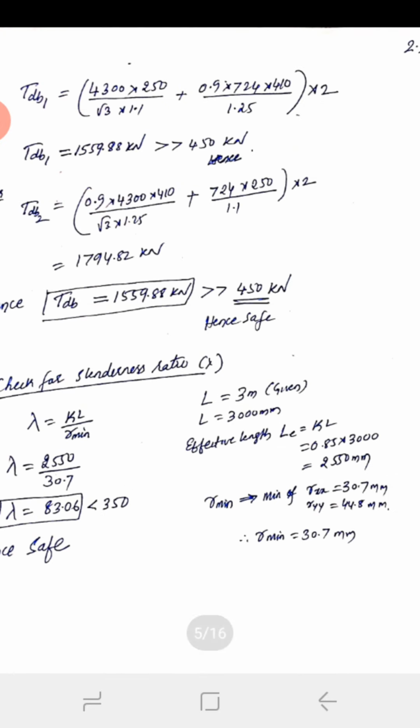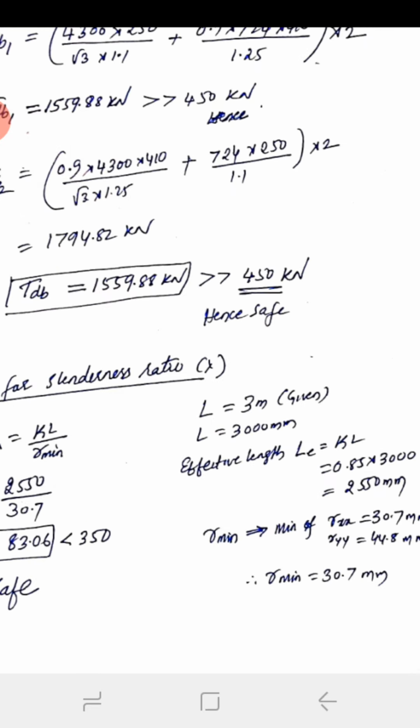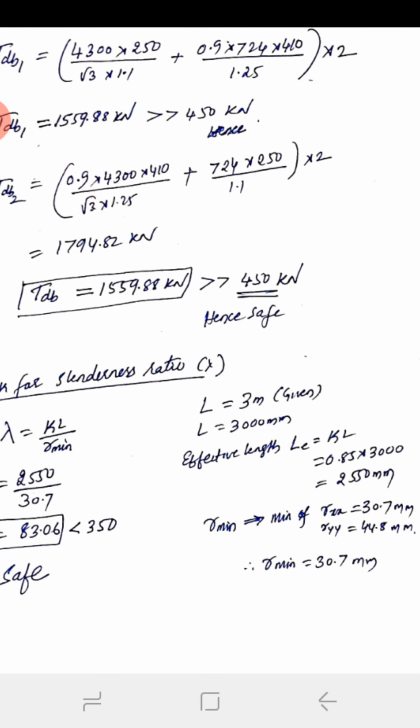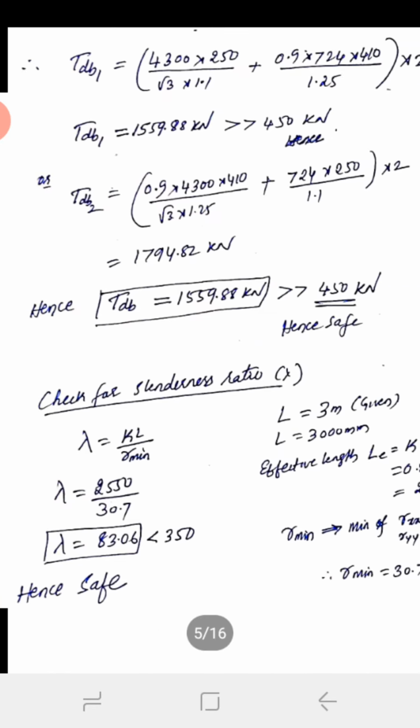The TDB1 and TDB2 you obtained as 1559.88 kilonewton, which is too much on the higher side compared to 450. Again, the TDB will be the least of TDB1 and TDB2. Anyway, it is more than 450, hence safe.